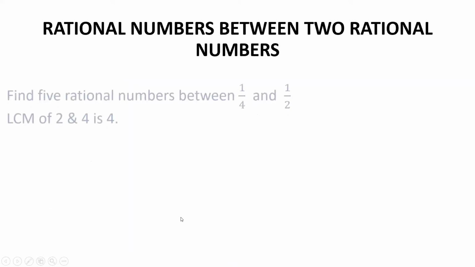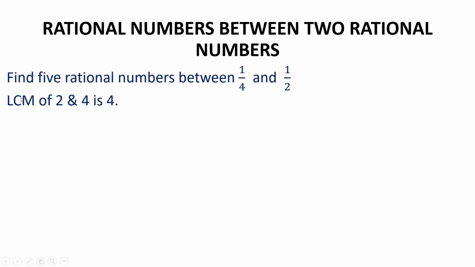Another method was taking the LCM and making the denominators the same. So here denominators are 4 and 2. First we'll take the LCM of 2 and 4, which is 4. And in 1 upon 4, 4 is already there in the denominator. So we just need to convert this 1 upon 2. We'll multiply numerator and denominator both with 2 and we'll get 2 upon 4. So now 1 upon 4 and 2 upon 4 are the numbers.